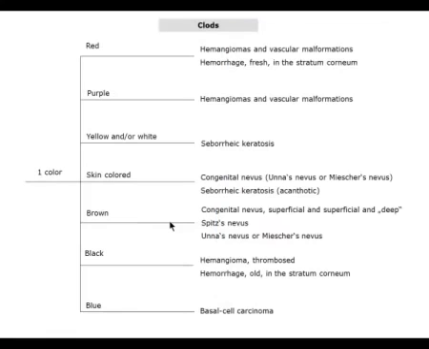This is important. Now, what about the differential diagnosis of lesions with a pattern of clods? It depends on the color. If you have red clods or purple clods, it's usually a hemangioma or a vascular malformation or hemorrhage. Yellow and or white clods usually mean seborrheic keratosis. Skin-colored clods, usually a dermal nevus, congenital nevus type, Unna nevus or Miescher nevus, or rarely a seborrheic keratosis. Brown clods, many types of nevi have brown clods. Black clods, usually it's a hemangioma, a thrombosed hemangioma or a hemorrhage. And blue clods usually means basal cell carcinoma.